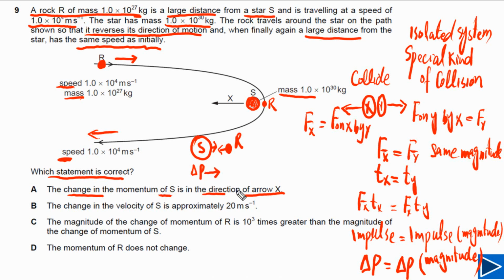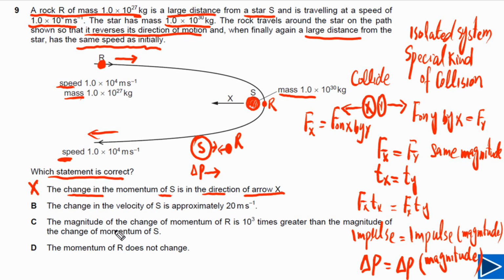But option A is telling us it is to the left. So this is not the right option. Now let's move on to B. The change in the velocity of X is approximately 20 meters per second. So this is based on calculation. We will do the calculation later. Let's move on to the next one.